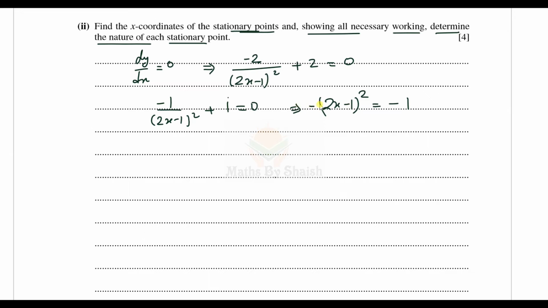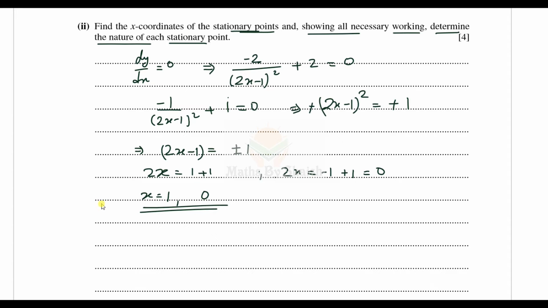Minus will be there also, so it can be cancelled, and hence we get 2x minus 1 is equal to plus minus root 1, that is plus minus 1, and hence we got 2x is equal to 1 plus 1, or 2x is equal to 1 minus 1, that is 0. So we got x is equal to 1 or 0. So for these two x values we have to check for the stationary point, because at x is equal to 1 and x equal to 0 we have the stationary point for the function, but we have to check the nature with the help of d2y over dx square.